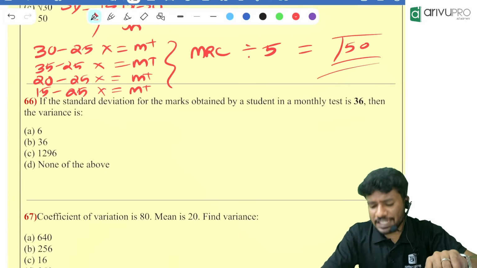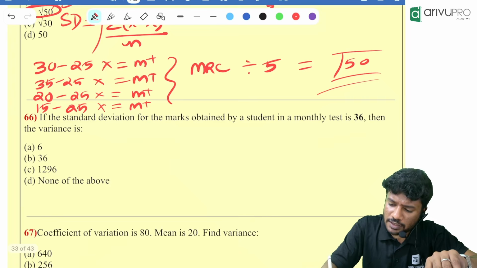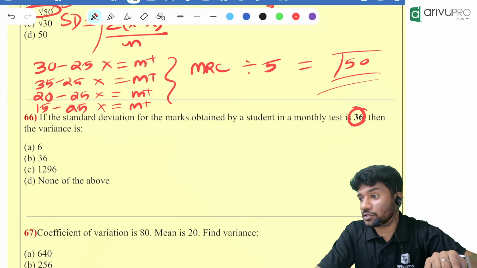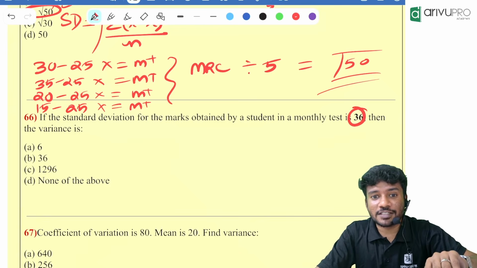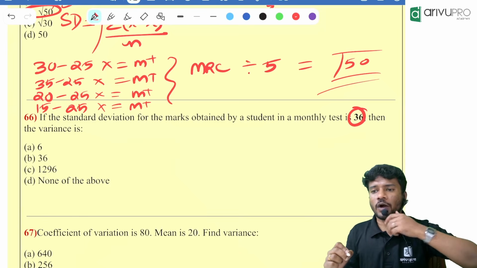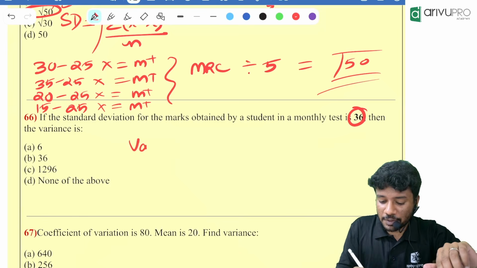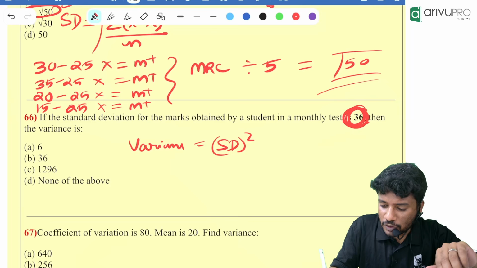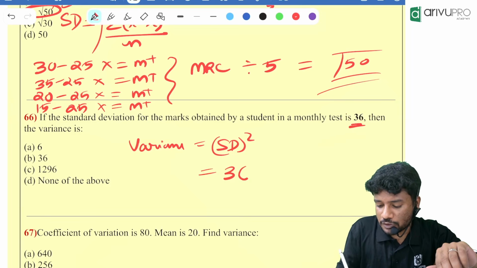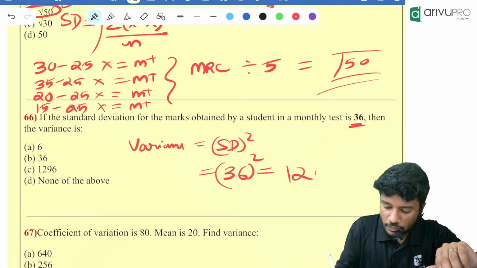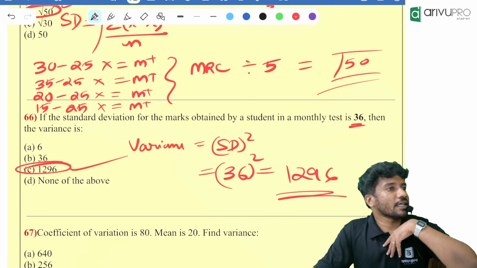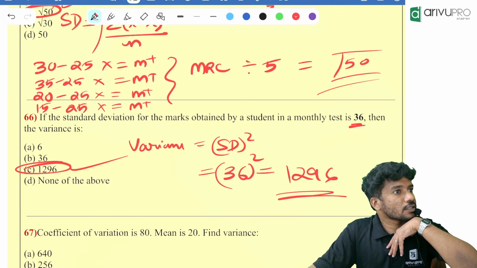If the standard deviation of marks obtained by the students in a monthly test is 36, then the variance is how much? Very difficult question. What is variance? Variance is nothing but standard deviation square. Standard deviation is already given, that is 36. So 36 square is how much now? 1296. Option C is your answer. Everyone got it? Yes.